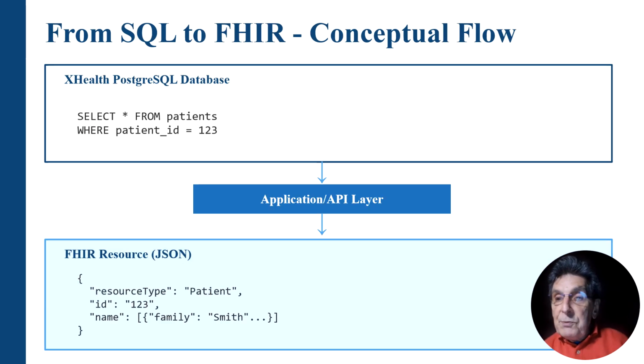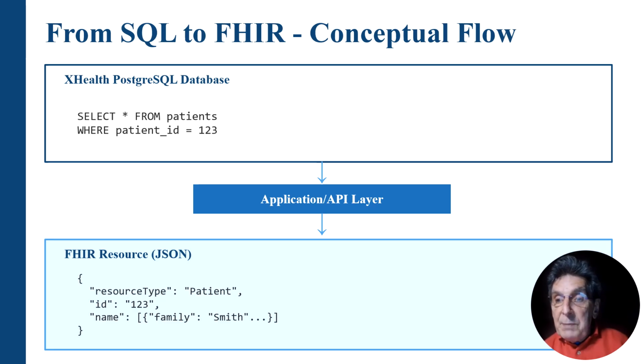So let me show you the conceptual flow from a SQL query to the FHIR resource. At the bottom of your stack, you have your xHealth Postgres database, tables with rows and columns. You write an SQL query: select patient ID, first name, last name, date of birth, gender, address city, address state from patients, where patient ID equals 123. And that query returns a result set, rows and columns of data.